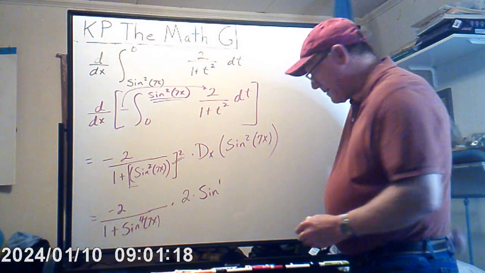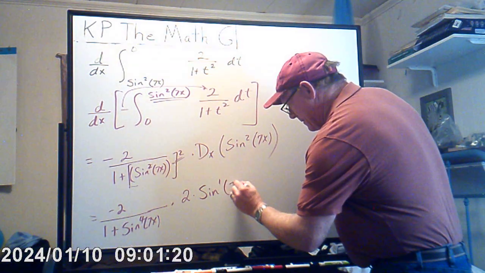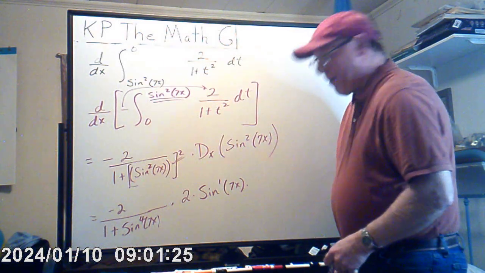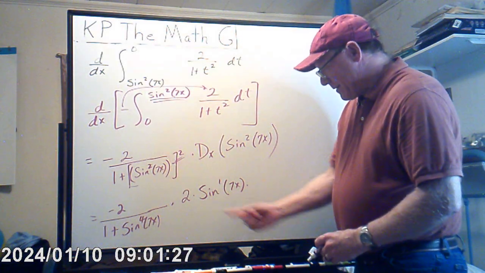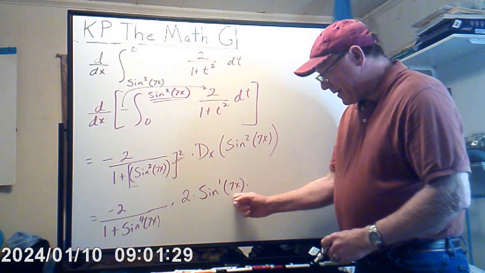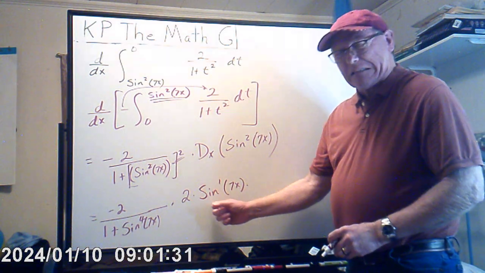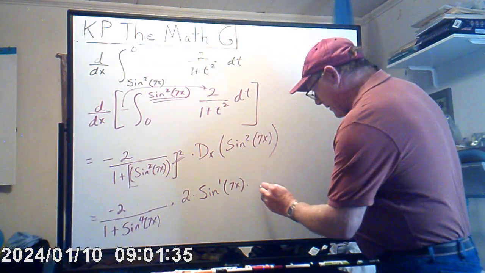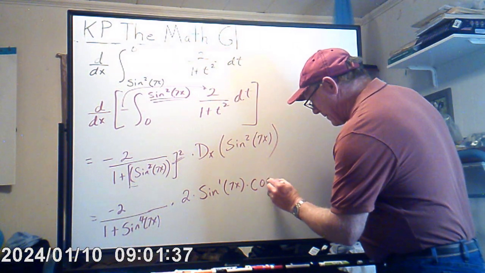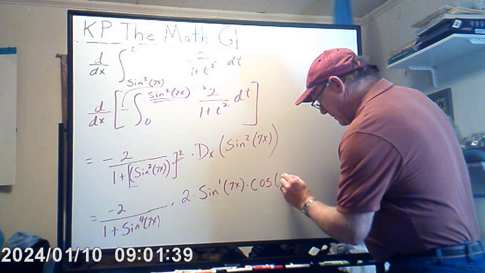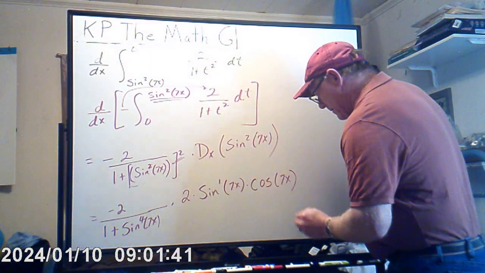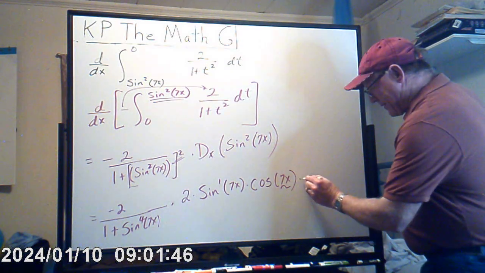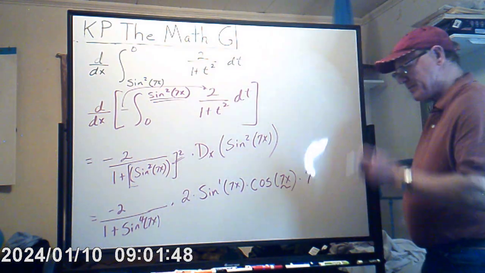Oh, yeah. Times. Now, what derivative do we take? Yeah, not 7x yet, but sine. Ooh, we got to remember that. Derivative of sine is cosine. Now the derivative of 7x, which is just 7.